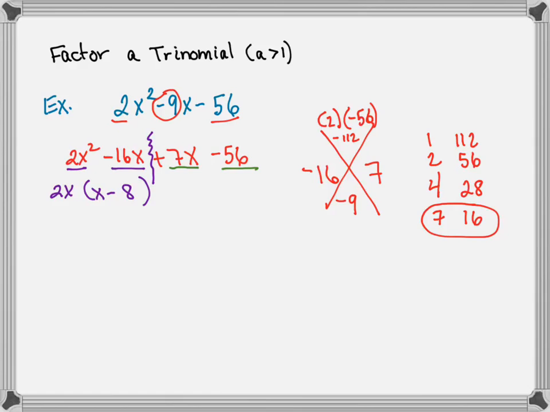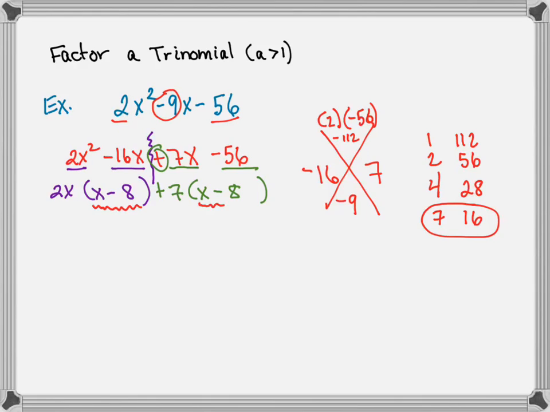Now let's look at my second half, 7x minus 56. My GCF here is 7. The third term is positive, so it's a positive 7. And I'll put my parentheses. 7x divided by 7 is x. Negative 56 divided by 7 is negative 8.